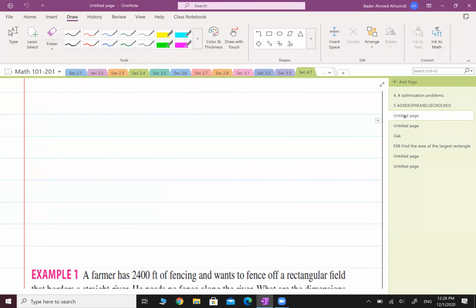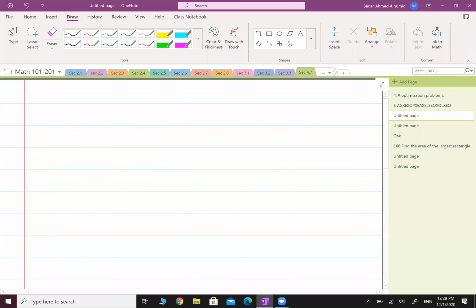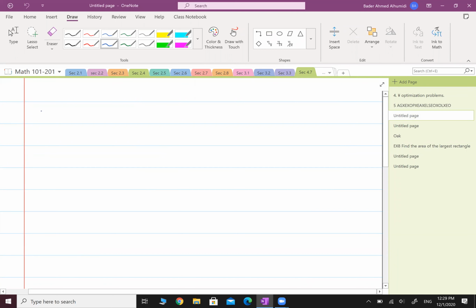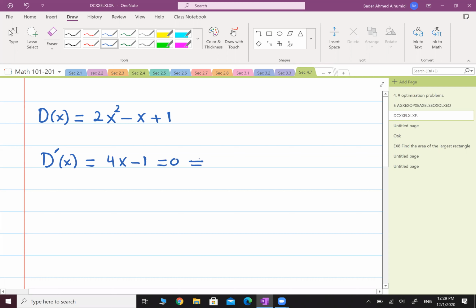I will try to rewrite it now here and solve the question. Okay, so what is our distance in terms of x? It is, as we said, 2x squared minus x plus 1. I need to find the minimum distance, so I need to find the derivative of this. d prime of x will be equal to 4x minus 1. If you make it equal to 0, this will give you x equal to 1/4.